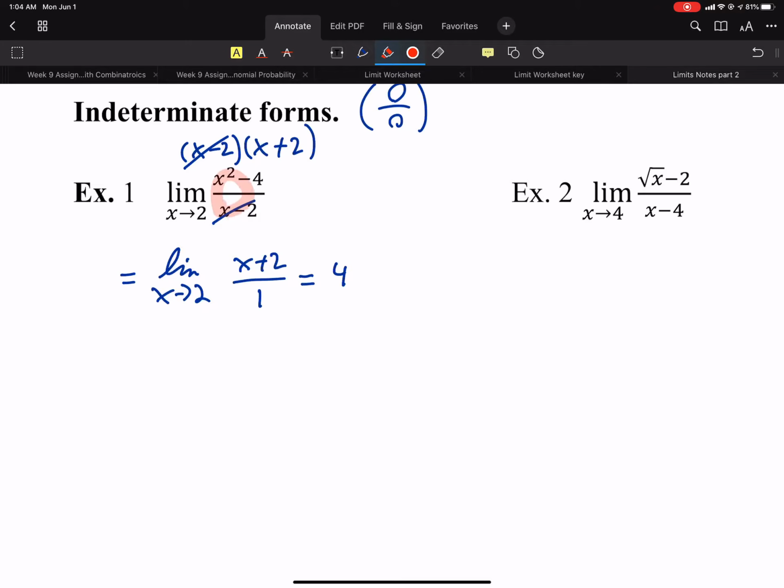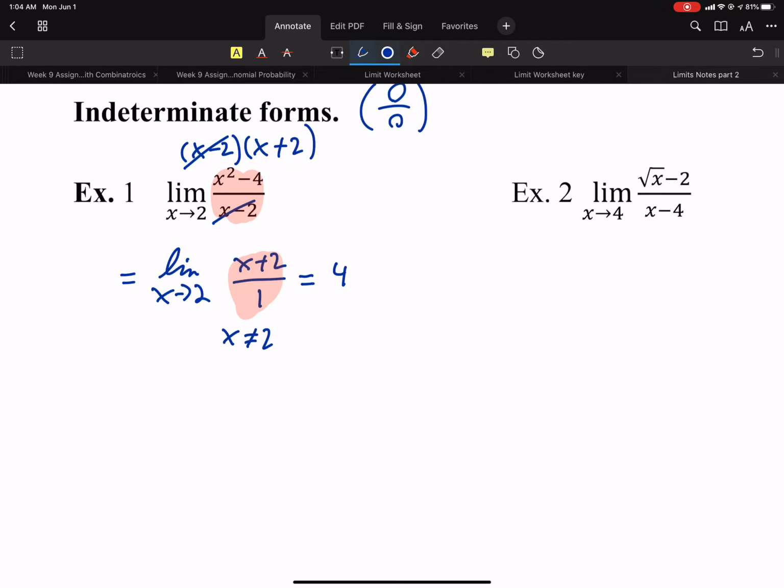Technically, this original is not the same as that. Technically, x cannot equal 2. Because if x equals 2 in the original function, you're dividing by 0, and you are undefined at 2. But remember the limit? The limit, x never reaches 2. It gets really, really close to 2, but the limit doesn't care what happens at 2, doesn't know what happens at 2, it just knows what happens close to 2.